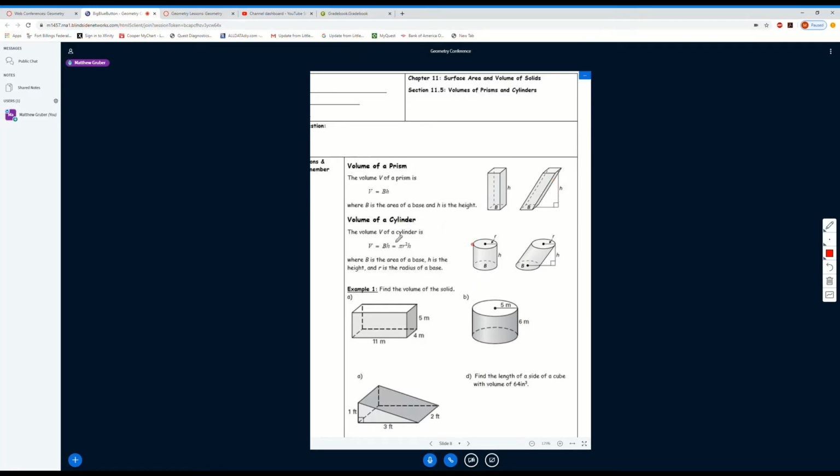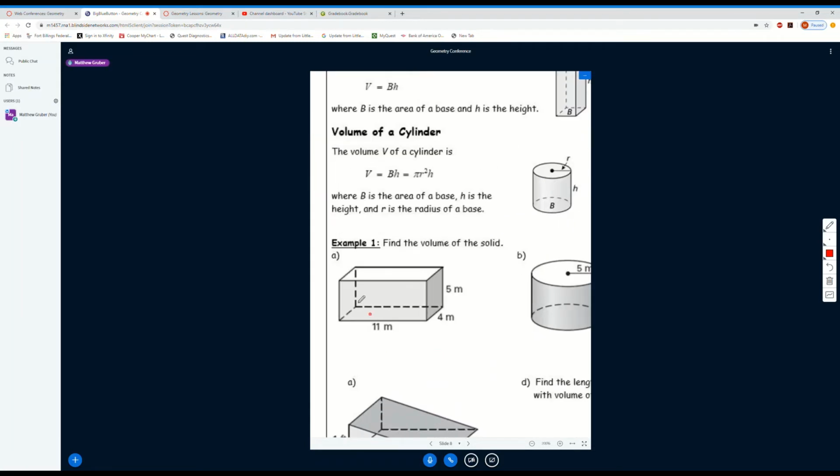Now, the volume of a cylinder is B times H, where B is the area of the base. And the base of a cylinder is a circle. And if we remember, the area of a circle is pi r squared. So the volume of a prism is the area of the base times the height. The volume of a cylinder is pi r squared times H.